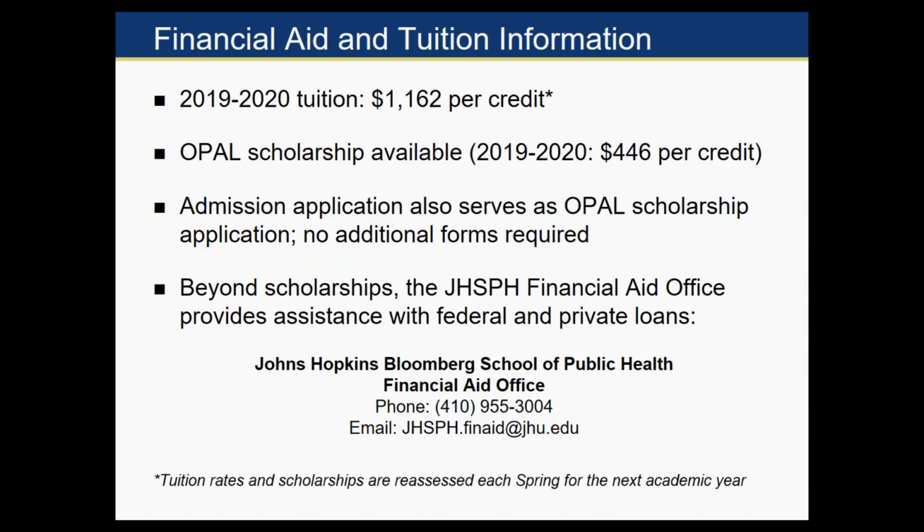So if you're planning financially, we will want you to plan for the $716 per credit at the current tuition rate. Of course, keep in mind our tuition rate and scholarships are reassessed each spring. Any changes will be updated on our website in late spring. Just to go over the credit breakdown, the master's is 50.5 credits and the certificate is 18 credits at $716 per credit.